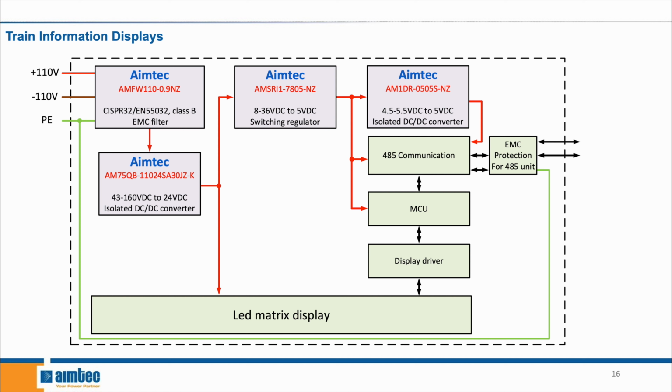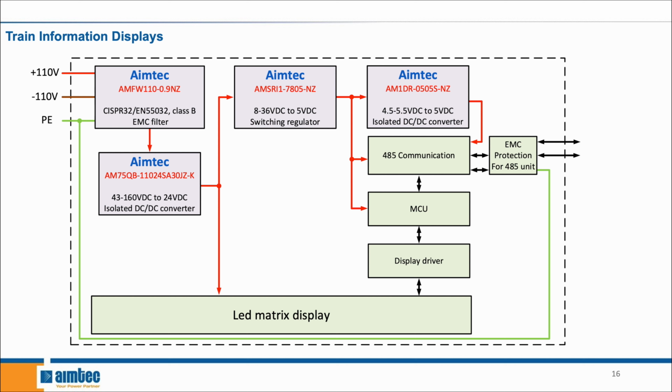The information displays tell the passenger their current location and the upcoming station. The display receives the data from the train information system and displays it accordingly. As the signal line has to go through several cabins, it tends to pick up a lot of noise. The display unit must be designed so that it is immune to the noise and interference generated in the railway environment. To ensure the information is displayed correctly, the below example uses an AMFW110 EMC filter to filter out the noise picked up by the power line.